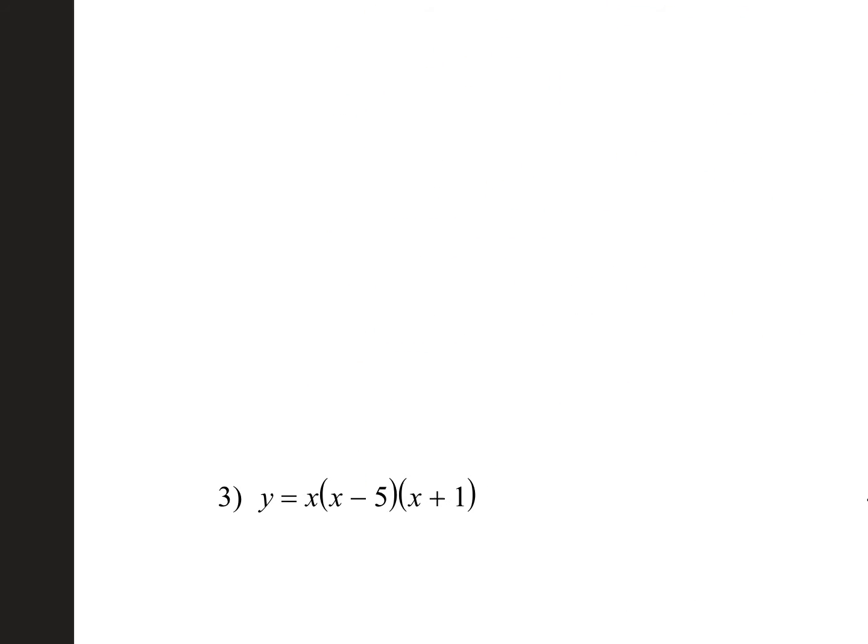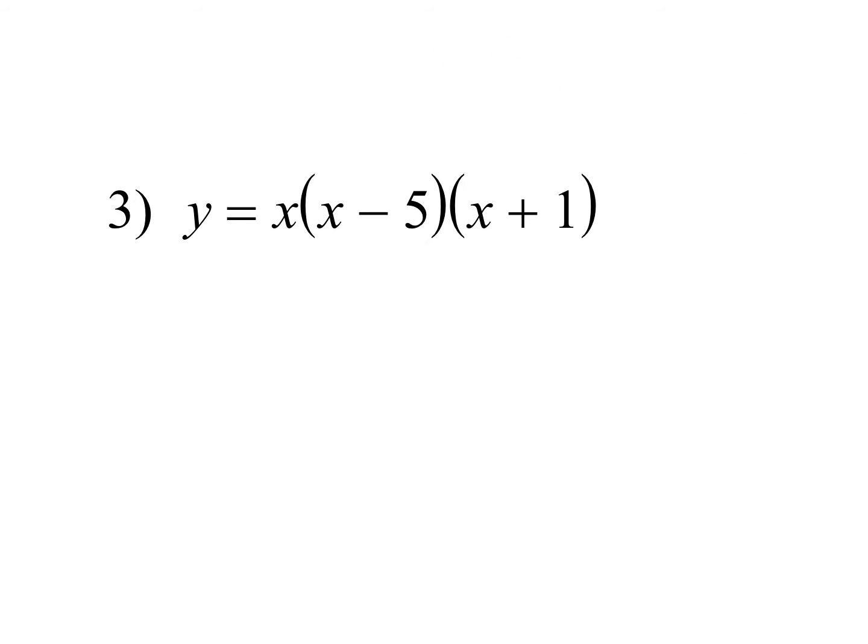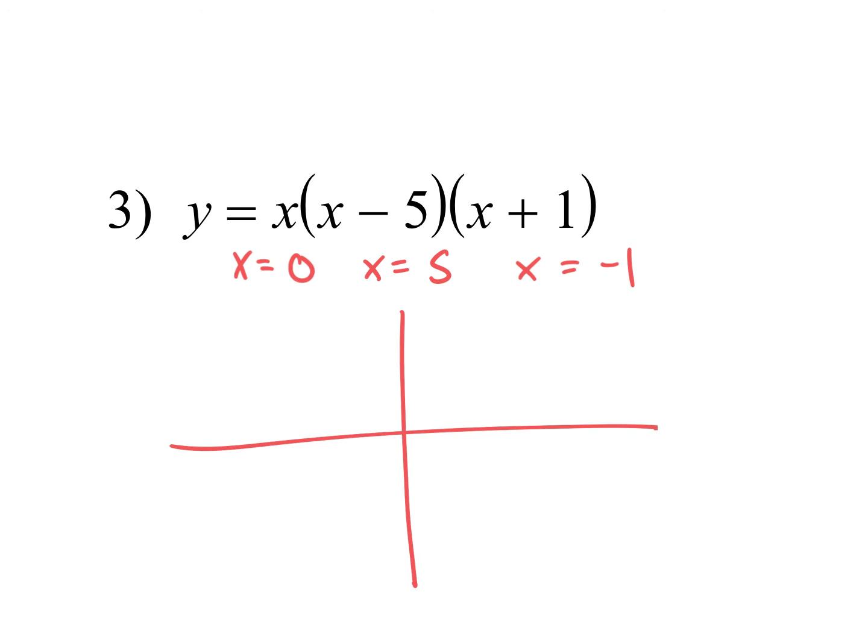All right, number 3. What are the zeros? X equals 0, x plus 5, and x minus 1. So 0, -5, and 1. So we put those on our graph. And then how many x's do we have here? 3. And do any of them have a negative in front of it? Nope. So it's a positive x cubed graph.